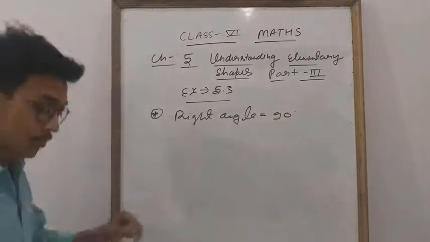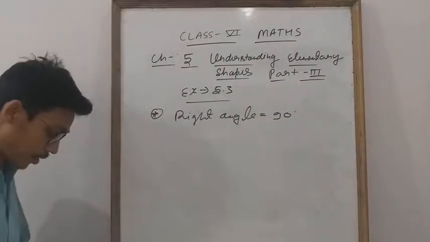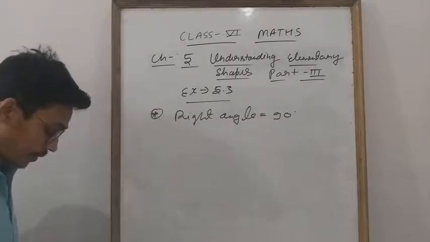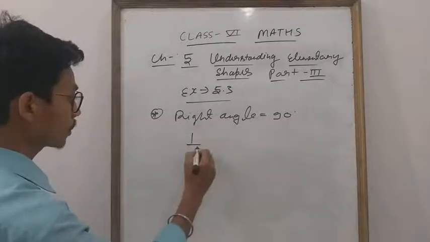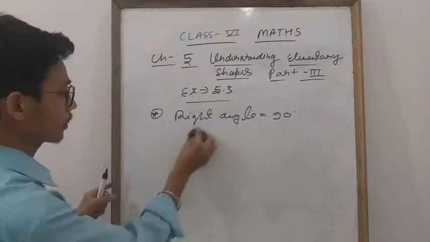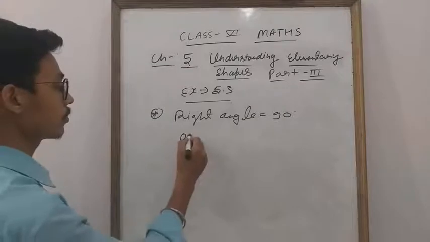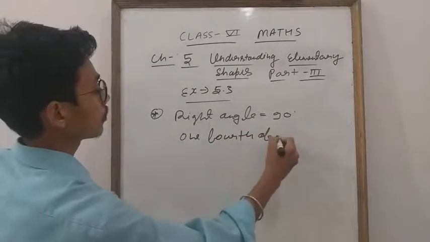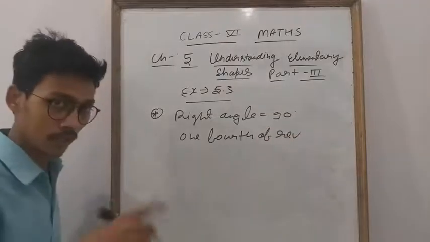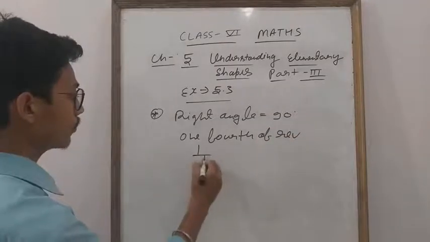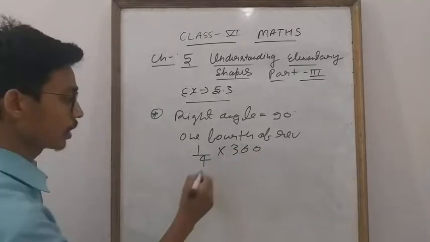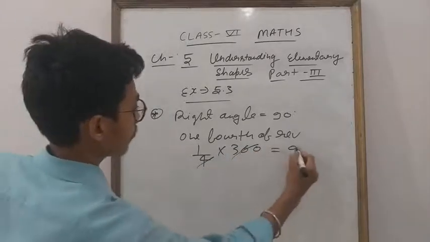But student, in this book there is no 90 degree option. Okay everyone, you will find out what. See, 1/4, it is given that 1/4 of revolution. What is the meaning of this? 1/4 into revolution means 360. So 360 divided by 4 is 90 degree.